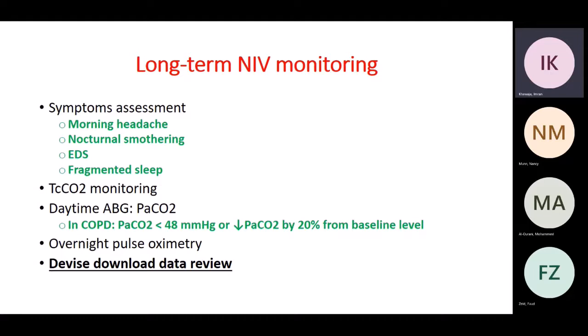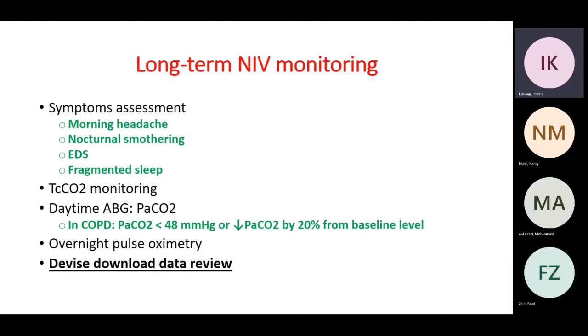If they are on the machine, when they come to see you as part of their COPD, because you prescribed this for COPD, or for OHS or whatever, you are supposed to be getting the download. So you tell your nurse, this patient is using home Trilogy, please get us the download data, and I'll show you how it looks and what to see in the report.